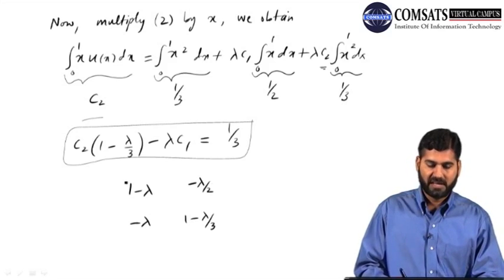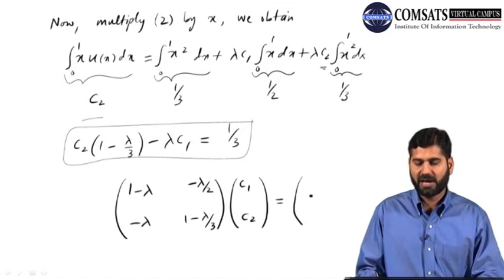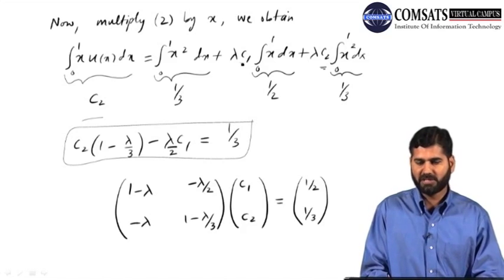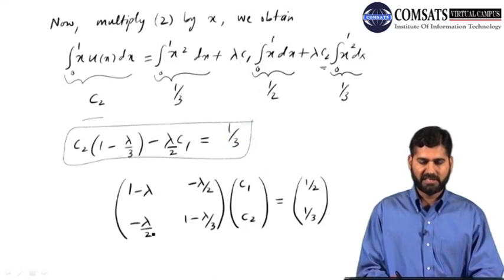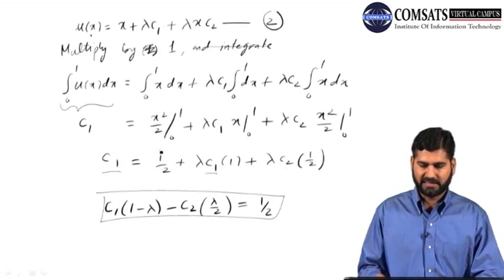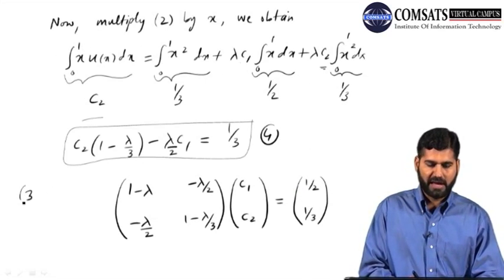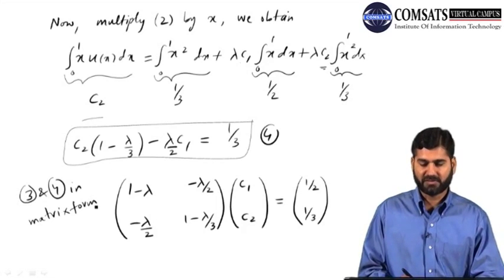So these are the coefficients of c1 and c2, and you have c1, c2 equal to, in the first equation you had 1 by 2, in the second equation you had 1 by 3. This is lambda by 2, c2. So now this is correct. Let's say this is your equation number 3 and this is your equation number 4. So 3 and 4 in matrix form is this one.